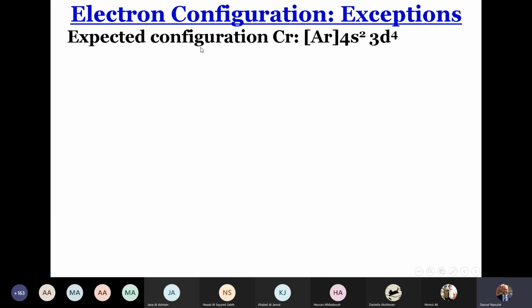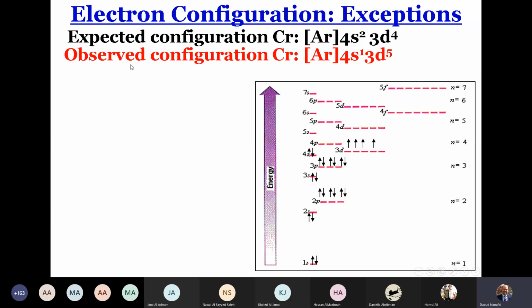To note, the stability of the electronic configuration can be studied according to the Schrödinger equation. If we use the Schrödinger equation, we find that the observed configuration is argon 4s1 3d5 and not 4s2 3d4. So one electron of 4s jumps to 3d.